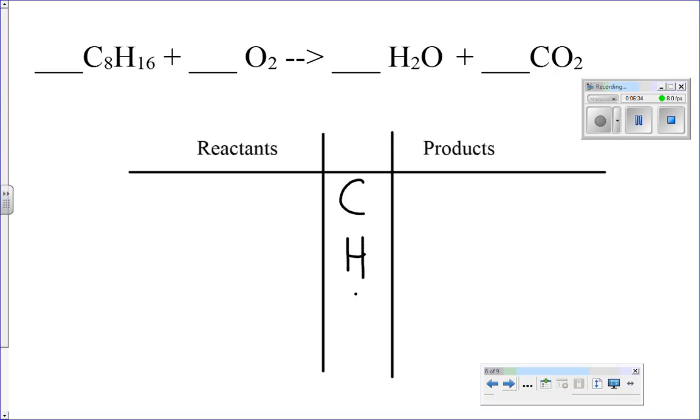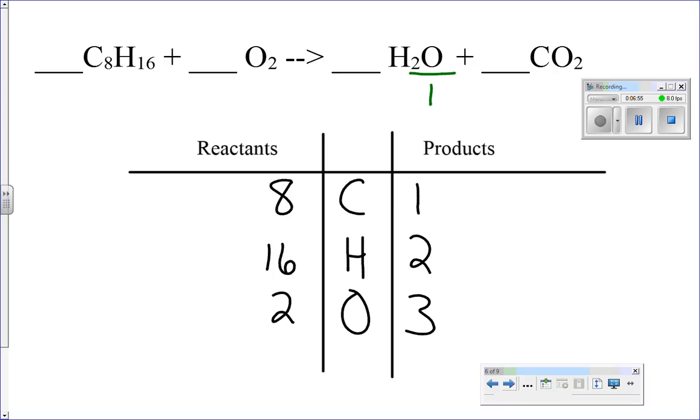So I'm going to go ahead and count. Got carbon, hydrogen, and oxygen. I have 8 carbons, 16 hydrogens, 2 oxygens. On the other side, I have 1, 2, and, sorry, 3. Now, some of you might be like, why is that 3? We have 1 here and 2 here. So on my total product side overall, I have a total of 3. So as I mentioned, you should probably start with carbon.